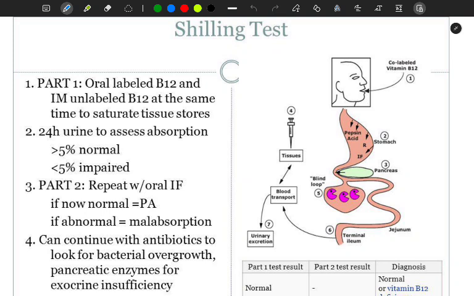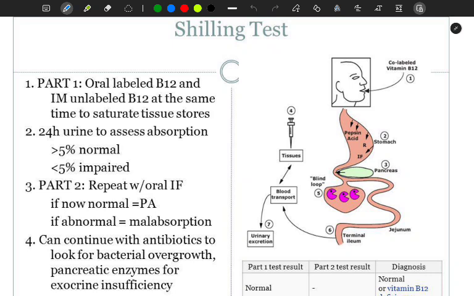and we measure for the label, we look for the labeled B12. More than 5% normally, because we have already saturated the tissues with the IM, more than 5% of the oral label is seen in the urine, which means it has been absorbed and excreted because of the oversaturation of the tissue. Understood? So, understood until now, okay? Less than 5% means it's malabsorption. Malabsorption, okay. So, what about the B12? Is it pernicious anemia or not?